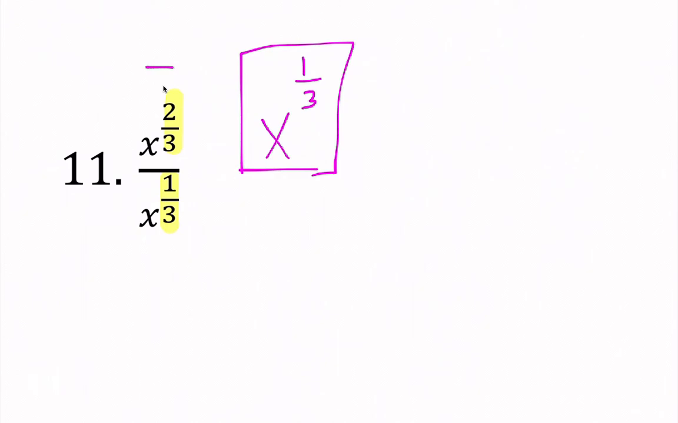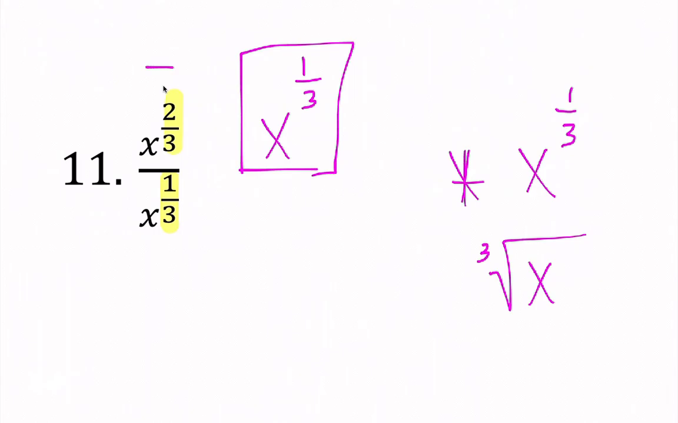All right, let's practice changing x to the 1/3 into a radical. So I put x inside my radical. I'm going to put my denominator, the bottom number of 3, on the pedestal, the numerator of 1 on the inside.